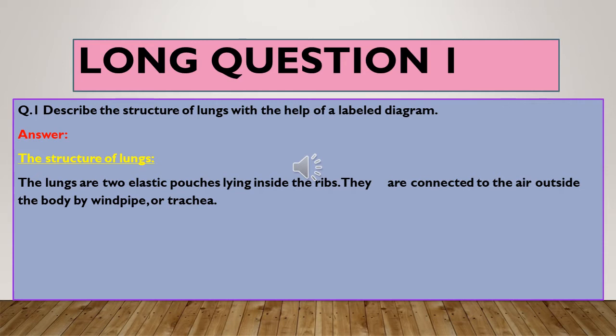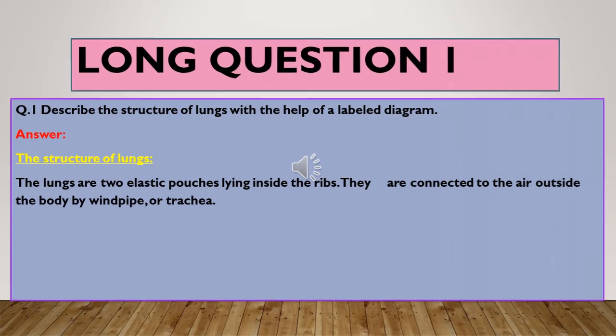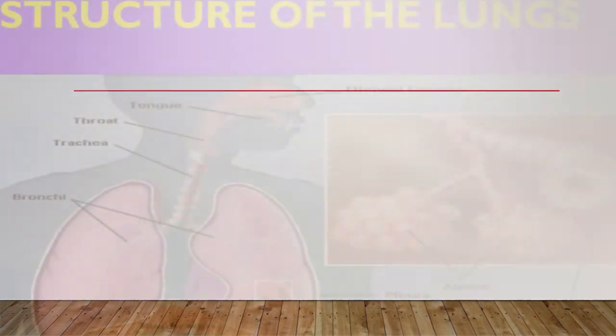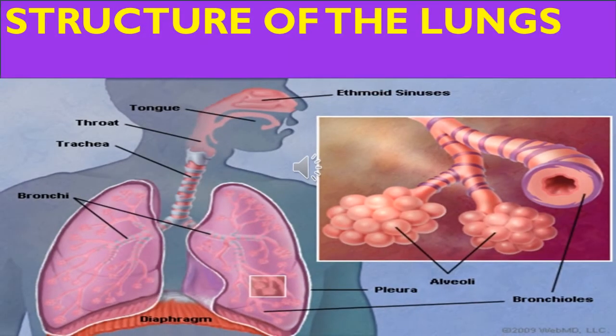The lungs are two elastic pouches lying inside the ribs. They are connected to the air outside the body by the windpipe, or trachea. Some of the oxygen is used in respiration to produce energy. Respiration takes place inside every plant cell all the time, even at night. On your screen you can see different parts of the respiratory system representing the structure of lungs also.